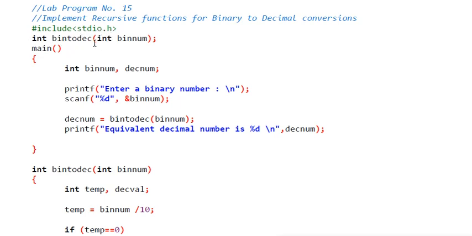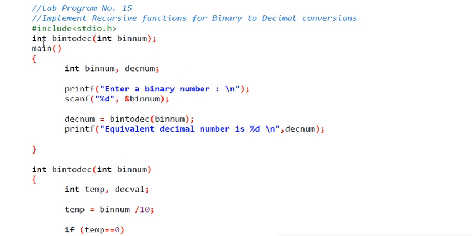Then we have the recursive function declaration, recursive function call, and recursive function definition. It is exactly the same as the regular function declaration, call, and definition. There is no difference at all. The only difference is that in the definition of the recursive function there will be a call to itself. That is the only thing. Other than that, there is no difference between the regular functions and the recursive function.